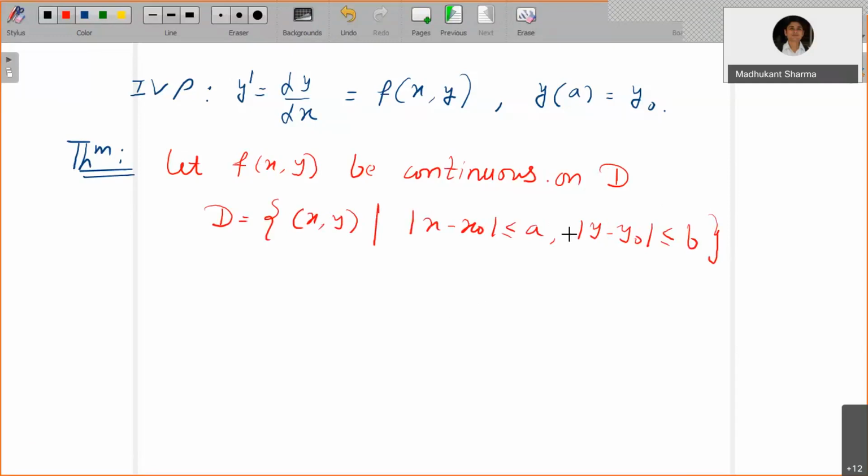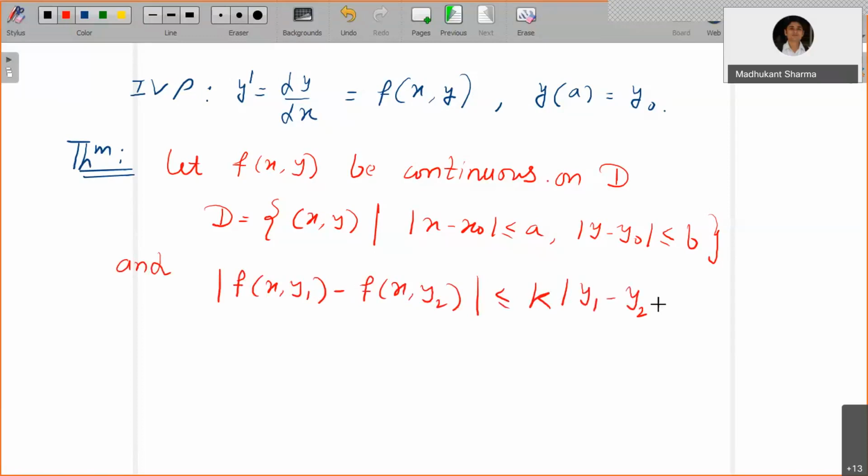Let f be continuous on this D, and f satisfies the following condition: mod of f of x comma y1 minus f of x comma y2 is less than or equal to k times mod of y1 minus y2. This is nothing but the Lipschitz condition. So f satisfies the Lipschitz condition with respect to the second variable. There exists some constant k such that this condition is satisfied with respect to the second variable.